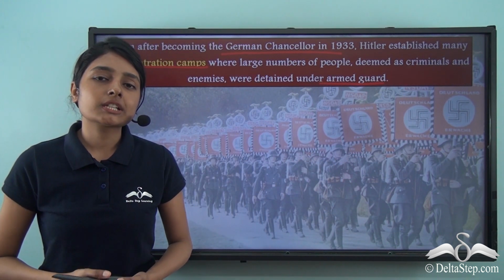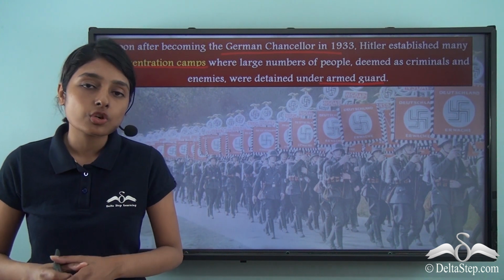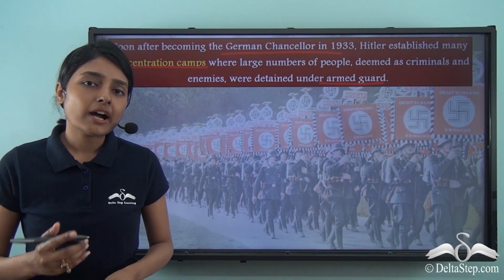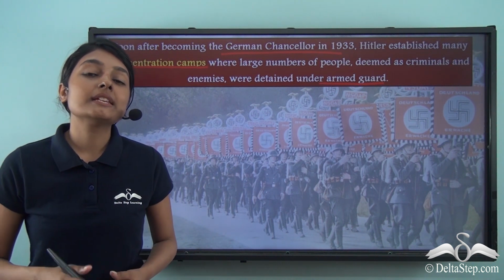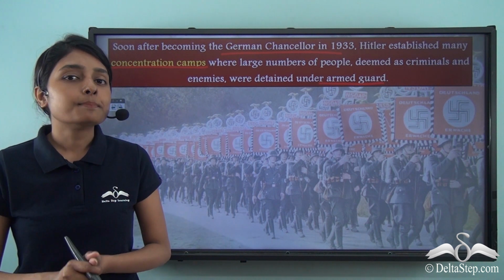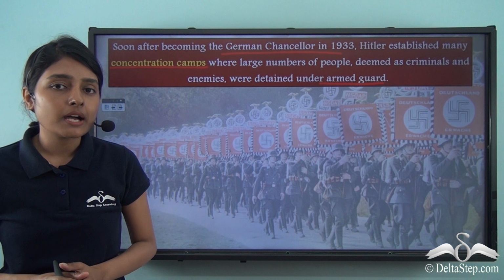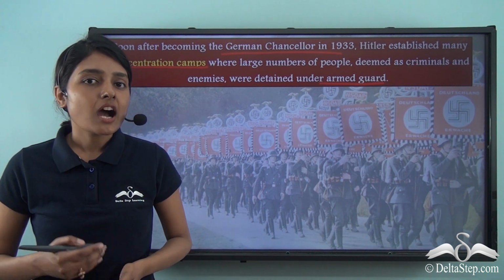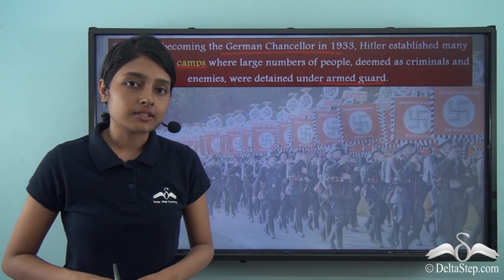Now the concentration camps over the years became a symbol of oppression and absolute atrocity, because we have learned that by the passing of the fire decree, any person in Germany can now be detained and imprisoned without trial. And many people who were deemed criminals by the Nazi party were now being sent to the concentration camps after Hitler came to power as the German Chancellor in 1933.